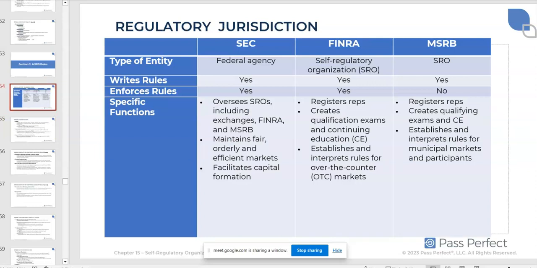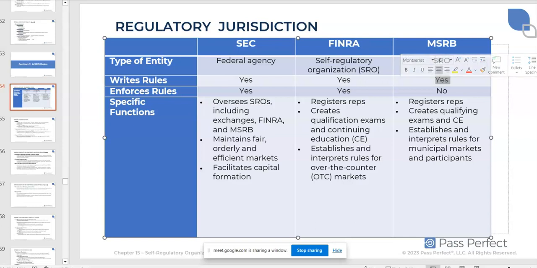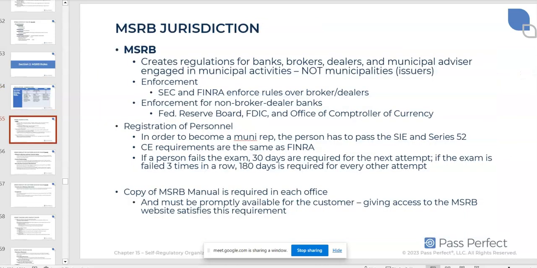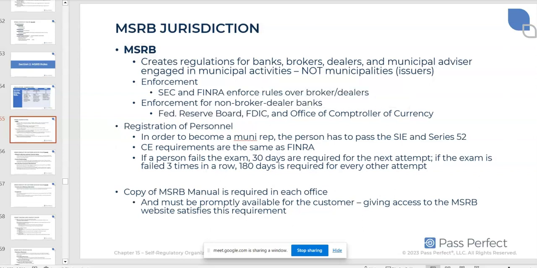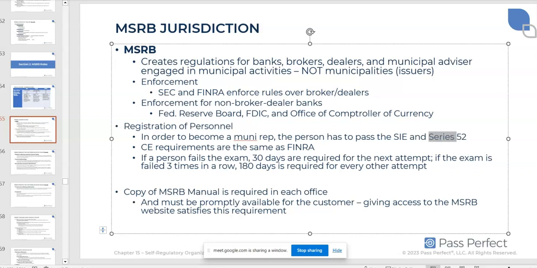But the MSRB, as you see here, has the authority to create rules for the municipal bond industry, but does not have authority to enforce its rules. So it relies on others. It relies on the SEC and FINRA for enforcement with broker-dealers, and for banks, the Federal Reserve, the FDIC, and the comptroller of the currency. Again, they have much of the same rules, except that they have to pass the Series 52.